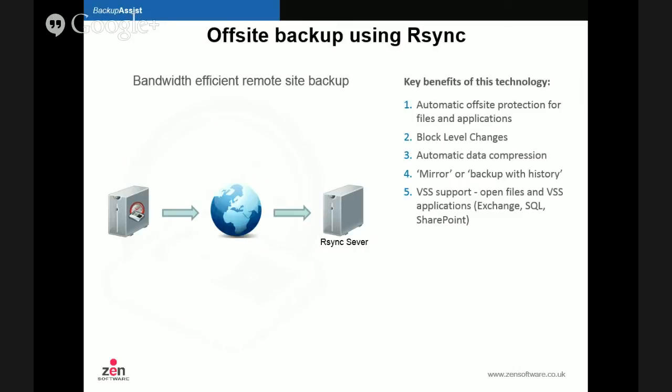There's a mirror, where you just mirror a file system and update it on the Rsync server, and every time that job runs, the same data is overwritten. So there's no history there. It just overwrites the data and keeps that remote copy of files in exact mirror to the source.